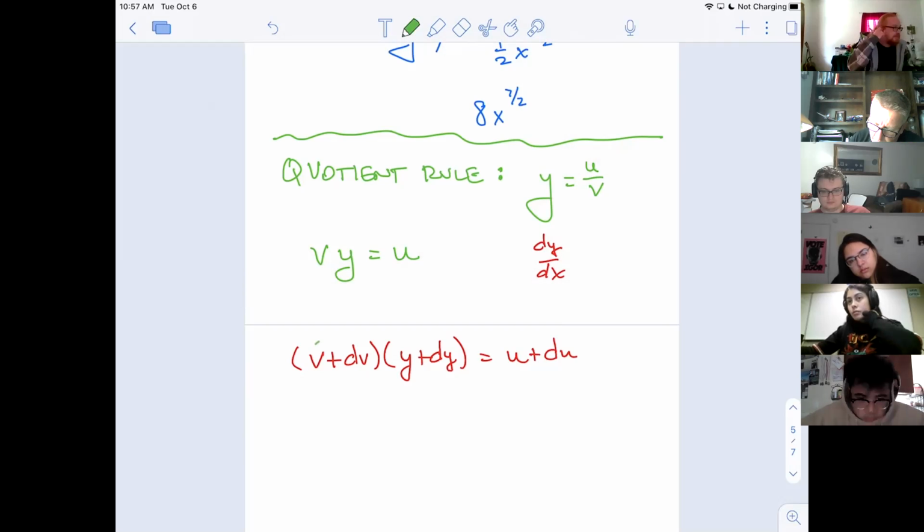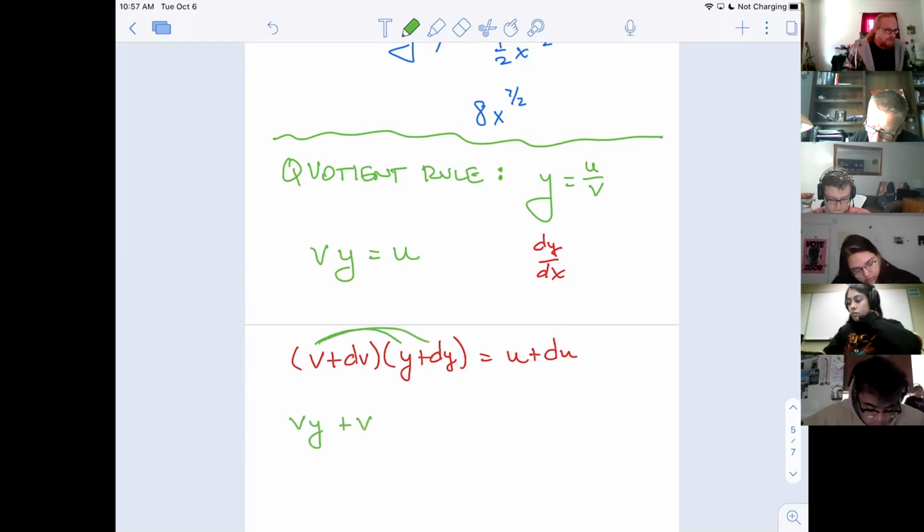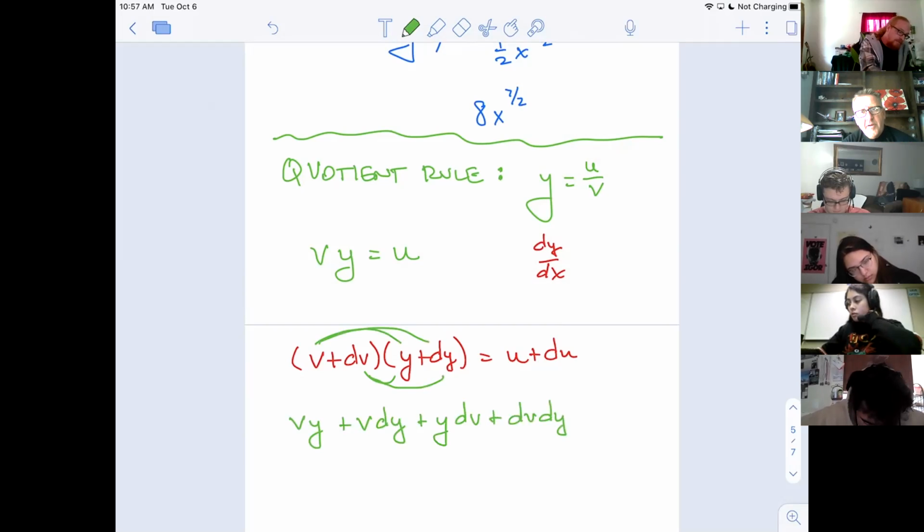So let's see, if I multiply v times y, I get v times y. If I multiply v times dy, I get v times dy. If I multiply y times dv, I get y times dv. If I multiply dv times dy, I get dv times dy. No such thing as math with letters. You've got to just write down that you're going to do it, but there's nothing to do. You just write it down.